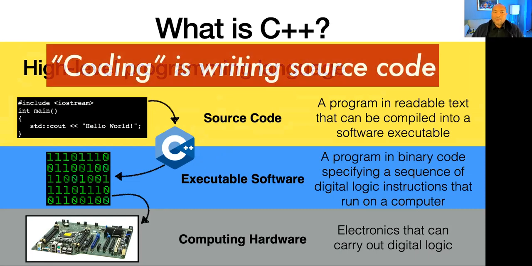And when people talk about coding, what they're typically saying is that writing this source code in a language like C++ or some high-level programming language is the process of coding. We compile that into executable software, and then that runs on our hardware, and that produces all the great applications that we're used to seeing.